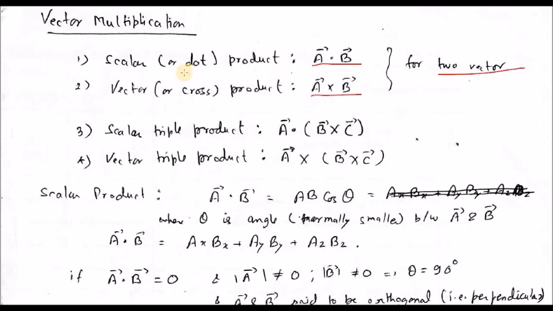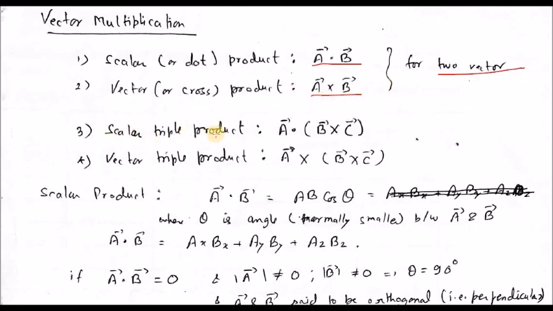Actually we call this dot product scalar because its output is a scalar quantity. So A dot B gives you a scalar quantity, so it is also known as scalar product. And this A cross B gives you a vector quantity, hence it is also known as vector product.